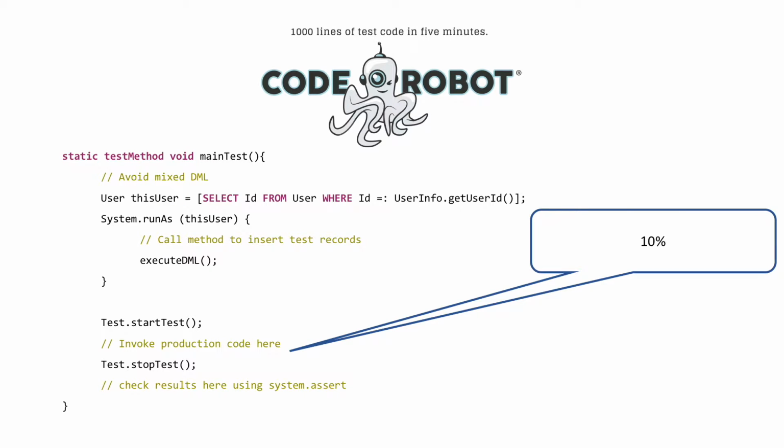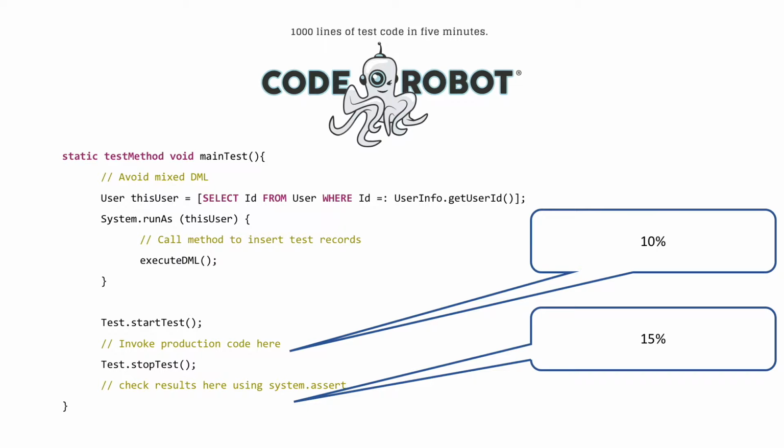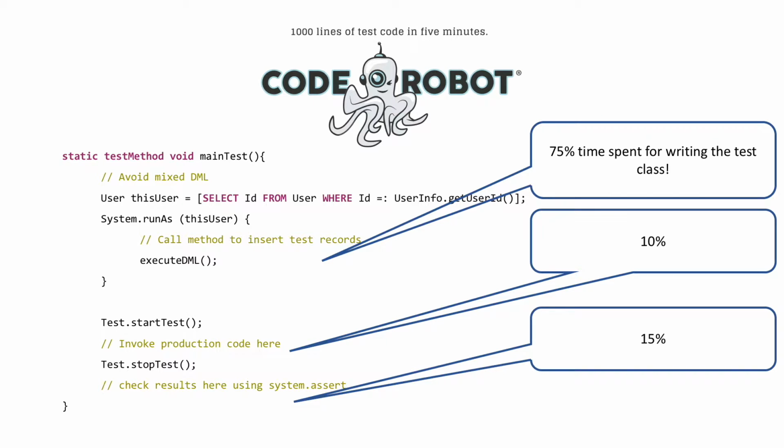Based on our experience, you spend only 10% of the time creating your test class on invoking your code, 15% on checking results, and 75% of the time setting up the data for your test classes. CodeRobot can dramatically speed up this final part.